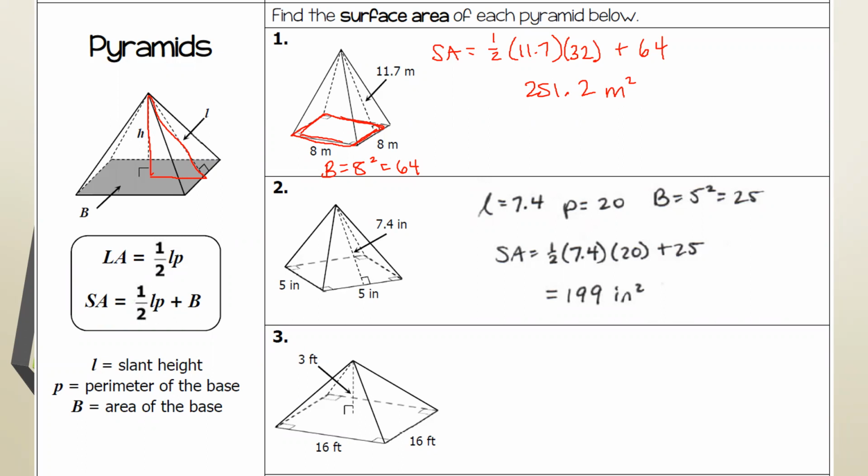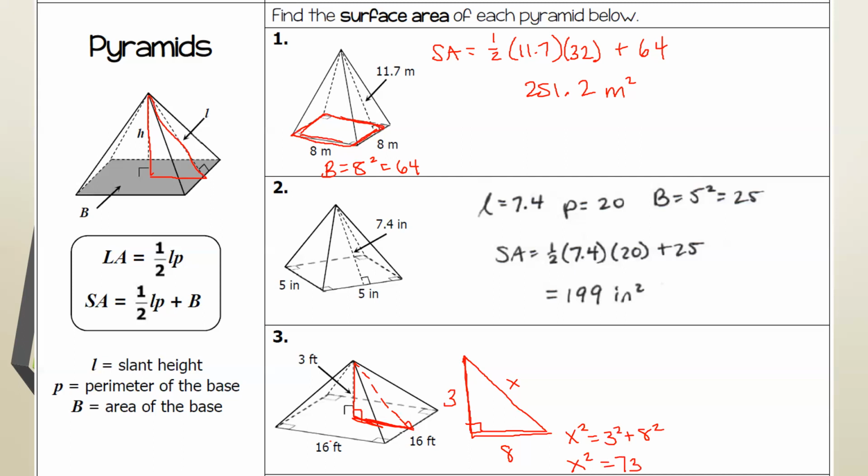Now, number 3 is an example where they don't tell you the slant height. And if they don't tell it to you, you have to figure it out. So I like to draw it in. Here's the slant height. There it is. It is part of this right triangle. If I were to redraw that right triangle, this distance right here is going to be half of 16. They tell me the height is 3. Let's find the slant height. Well, hypotenuse squared equals leg squared plus leg squared. So x squared is equal to 73.